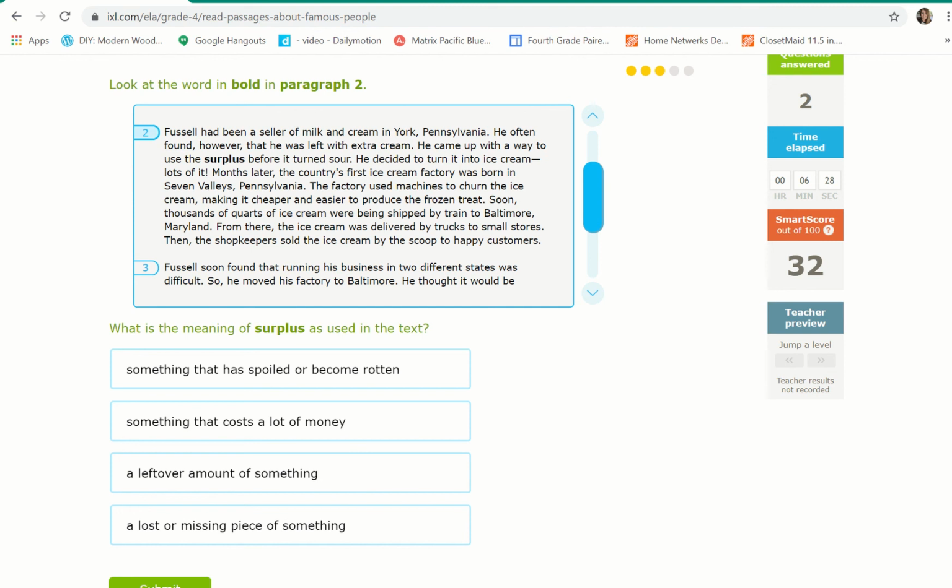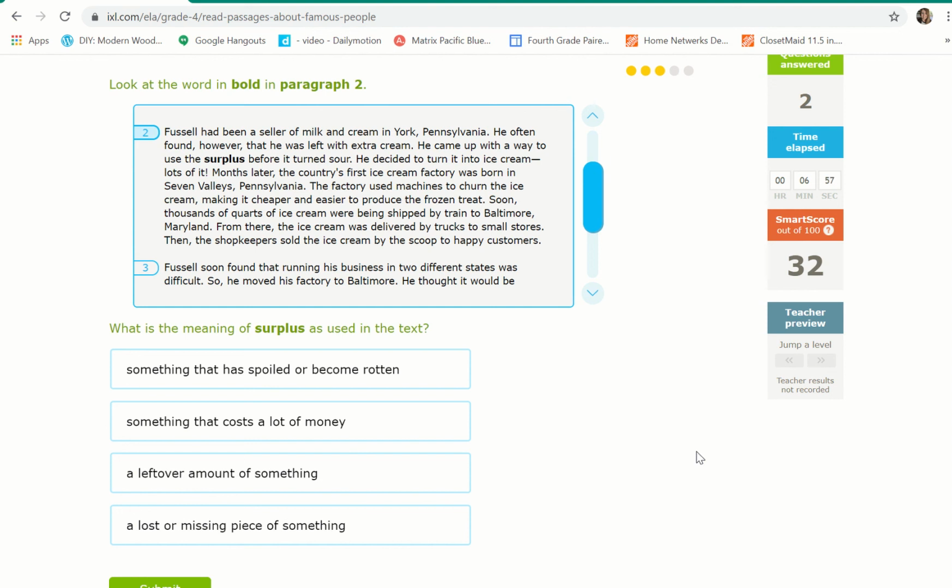So I'm going to start all the way up at the top right here, and I'm going to end maybe like a sentence down here. I'm going to read all of that text around the word. Fussell had been a seller of milk and cream in York, Pennsylvania. He often found, however, that he was left with extra cream. He came up with a way to use the surplus before it turned sour. He decided to turn it into ice cream, lots of it.